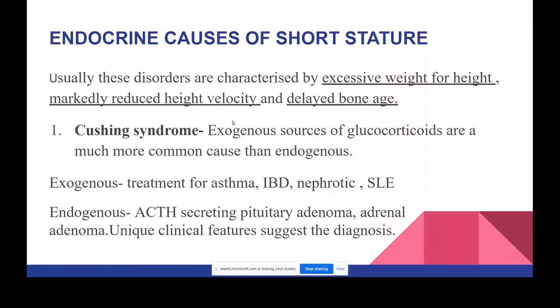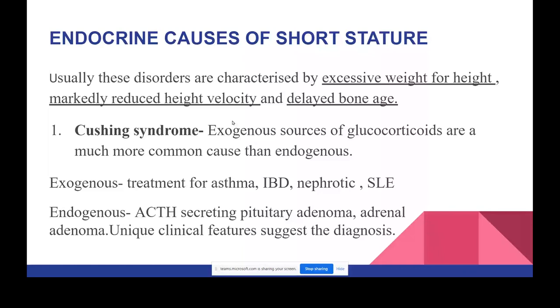They all need steroids for their survival and they're going to be short. It's exogenous steroids. And endogenous steroids are either central, ACTH secreting pituitary tumors, or could be at the level of the adrenal gland, right? Adrenal adenomas, central or peripheral. And the unique features of Cushing syndrome, you all know: they have striae, they have a moon face, they have a buffalo hump, and they have very thin skin and pink striae, and all these features are consistent with Cushing syndrome.